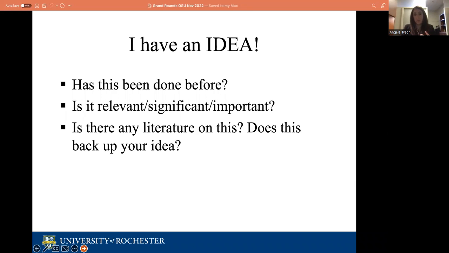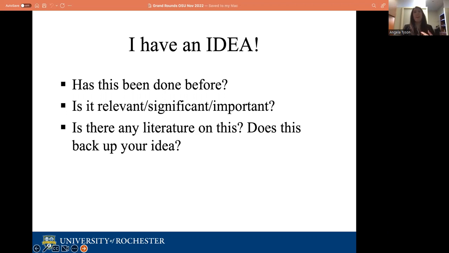If this has been done before, you're likely not going to get it published unless you're coming up with some kind of data or outcome that has not been researched from your idea before. If it is not relevant to a field, if it doesn't have a significant outcome, if it is not something very important, no one is going to fund it.